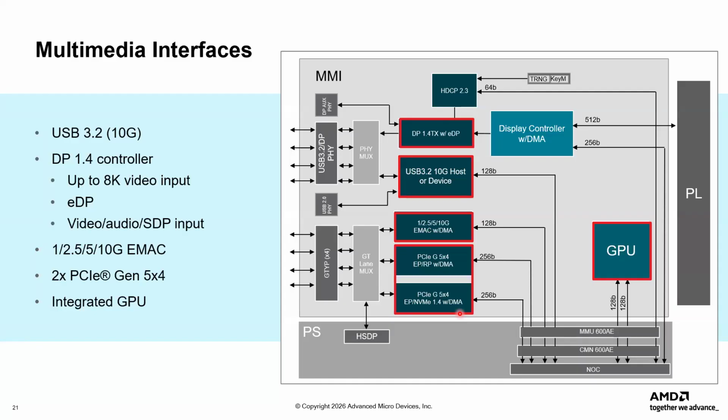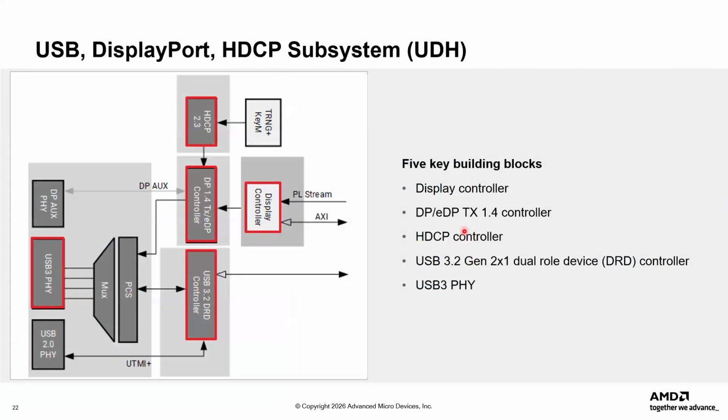So you've got an Ethernet MAC supporting up to 10 gigabit. You've got two PCIe, basically Gen 5, 4 lanes. And you've also got an integrated GPU. So all of this, all these building blocks and interfaces, are supporting a variety of different multimedia blocks.